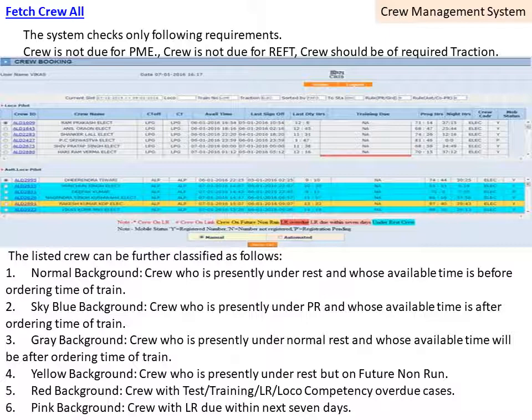Yellow brown is for crew presently under rest but on future non-run. Red color is for test or training, LR, loco competency overdue cases. Pink background is for crew with LR due within the next 7 days. The total cases are not shown here, but they will be shown with the background colors.